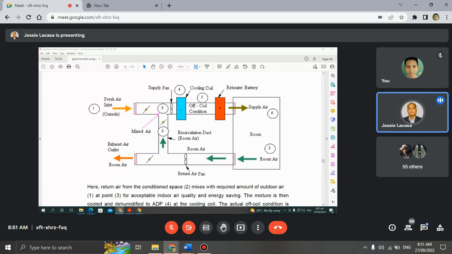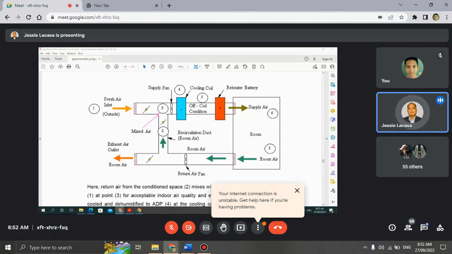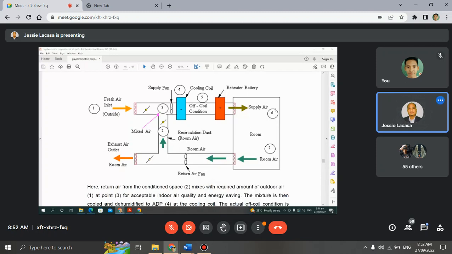So in our region, this is only for countries with winter and summer that would use it. Then it becomes supply air, supplied to the room, which has a heat load. Then the return is continuous. So here is the return air from the conditioned space.